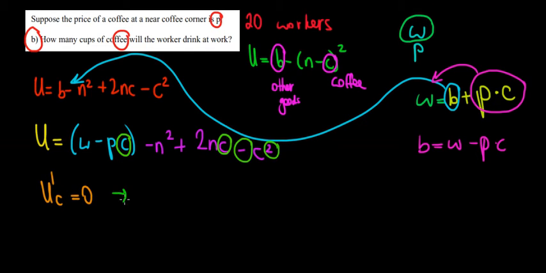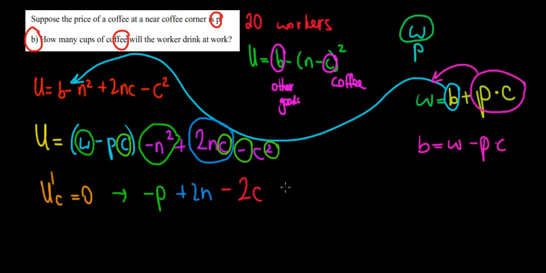We're going to differentiate. Over here, the wage is a constant. Derivative with respect to coffee is just 0. Minus P times C, derivative with respect to C is going to be just the constant of minus P. Minus N squared is a constant. Derivative with respect to C is just 0. 2 times N times C, the derivative of that is just going to be the constant of 2 times N. So we'll write just 2 times N. Minus C squared, derivative with respect to C is going to become just minus 2C. Make all that equal to 0.